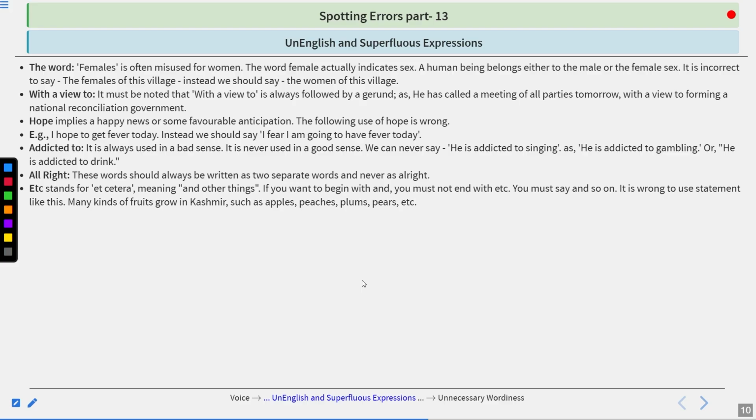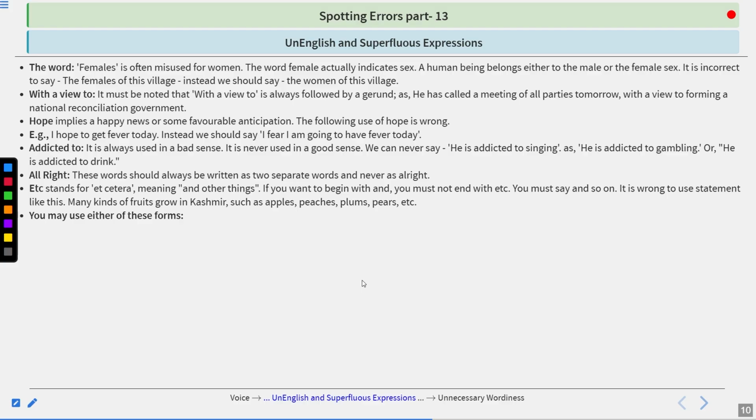Etc. stands for et cetera, meaning and other things. If you want to begin with "and," you must not end with etc. You must say "and so on." It is wrong to use a statement like this: Many kinds of fruits grow in Kashmir, such as apples, peaches, plums, pears, etc.